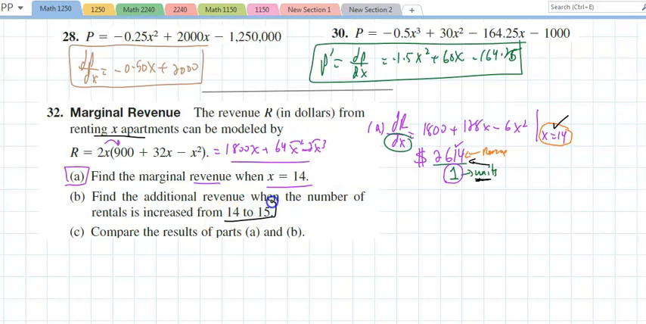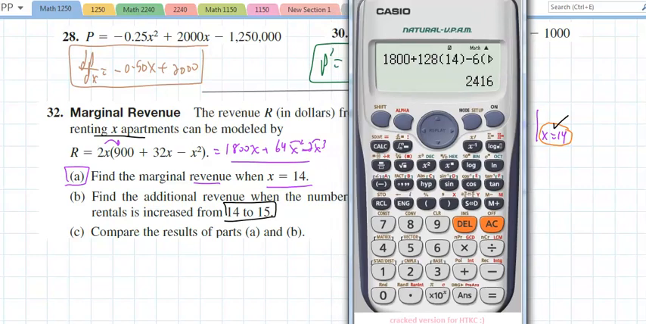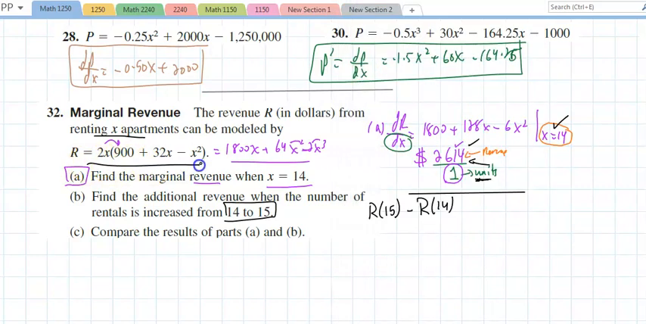And here they want to confirm that. They say, find the additional revenue when the number of rentals increase from 14 to 15. So, part B is saying, what is the revenue of renting 15 apartments minus the revenue of renting 14? They're trying to see how close it is to that number. And here my calculator will come in handy. Do keep in mind, I just need to worry about the revenue, not the derivative.